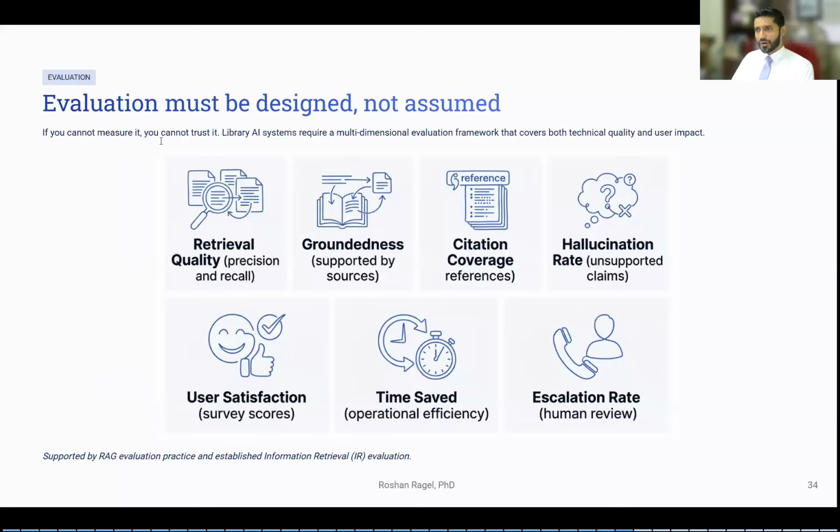Just to give you an idea of what to look for, we'll have to make sure the precision and recall, or the retrieval quality, is maintained. Groundedness, meaning there is always supported evidence. References. We have to have the lowest possible hallucination rate, if possible 0. Like I told you, with publicly available AI tools the hallucination rate is about 2 to 5%. So when we build things into a library's trusted system, it has to be much lower, ideally 0.